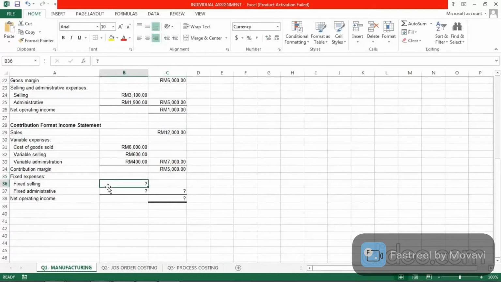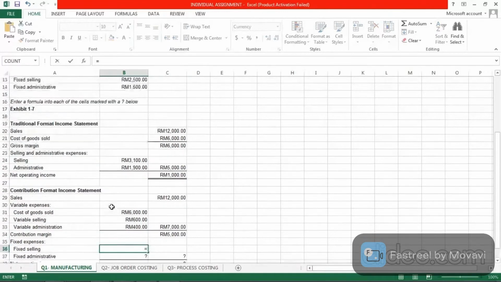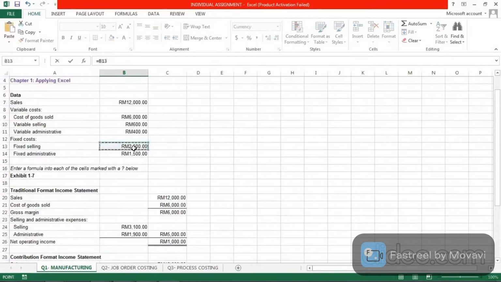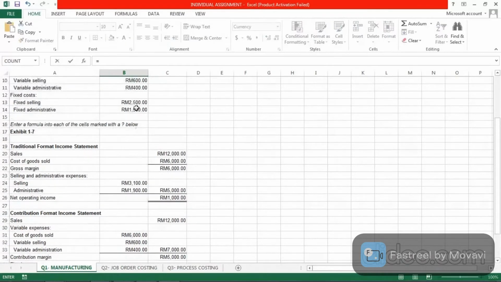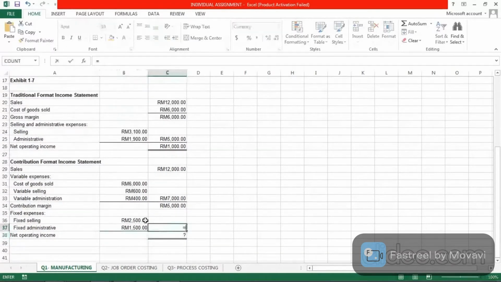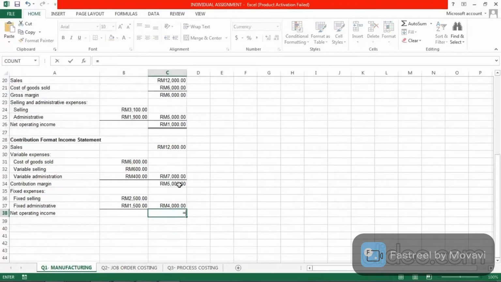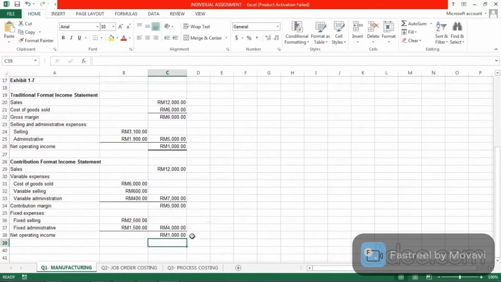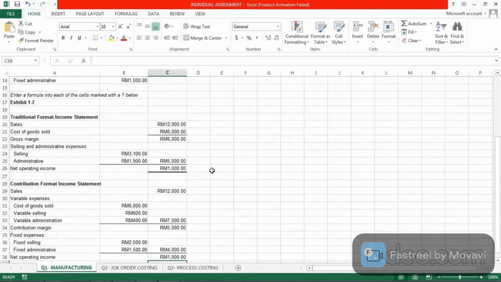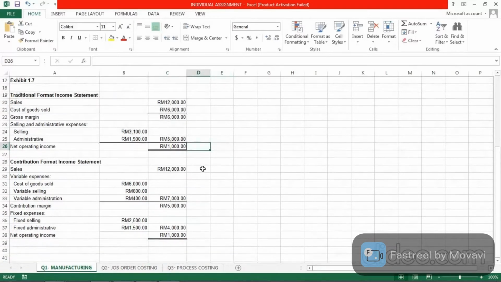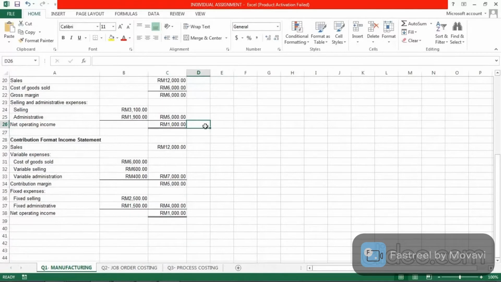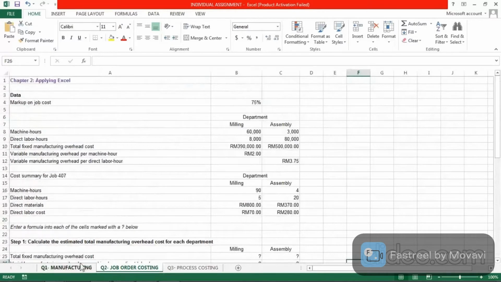For fixed expenses, we have fixed selling and fixed administrative. Fixed selling 2,500, fixed administrative 1,500, and the total is 4,000. For net operating income, contribution margin minus fixed expenses equals 1,000. So the net operating income derived is the same in both formats, that is 1,000. So we move on. Question 2, job order costing.